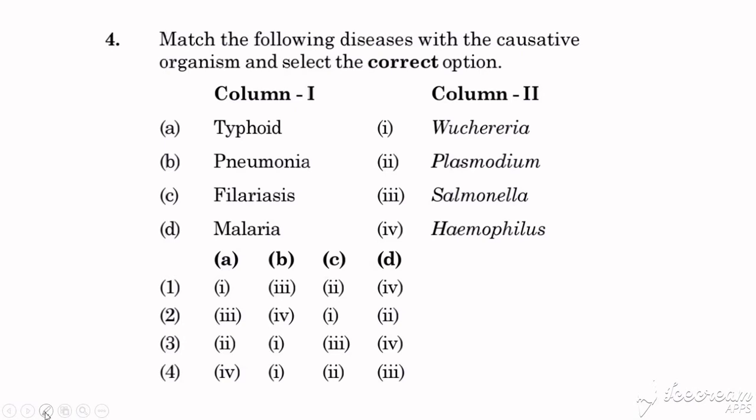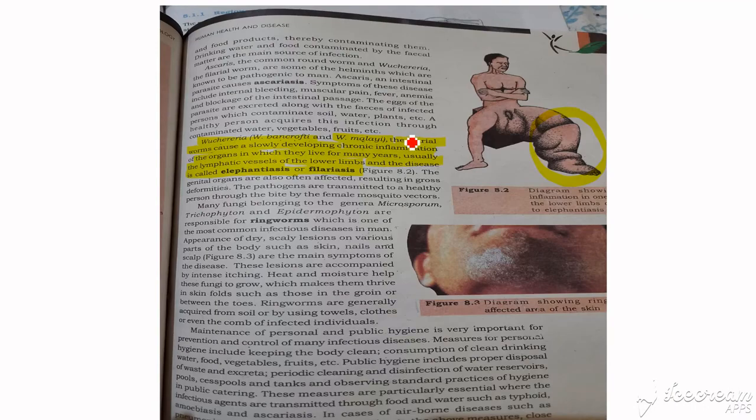So let's mark it. Okay, 1 second. We had matched these earlier as well. So pneumonia we have done, Haemophilus pneumoniae. Filariasis is Wuchereria, and malaria is Plasmodium. And finally, typhoid would be Salmonella typhi. Let's see the textbook reference.